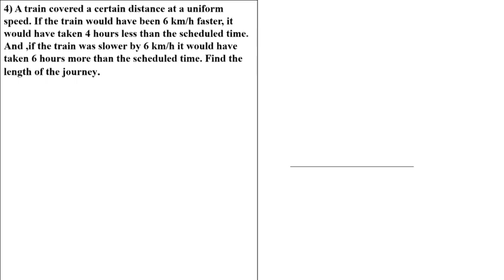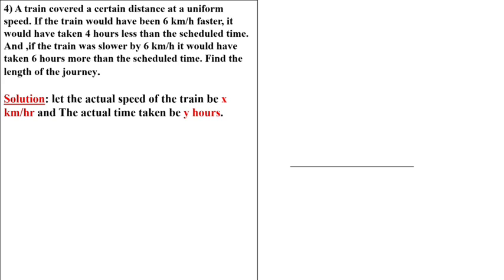Now question number 4. A train covered a certain distance at a uniform speed. If the train would have been 6 km per hour faster, it would have taken 4 hours less than the scheduled time. And if the train was slower by 6 km per hour, it would have taken 6 hours more than the scheduled time. Find the length of the journey. Length of the journey means we have to find the distance of the journey.